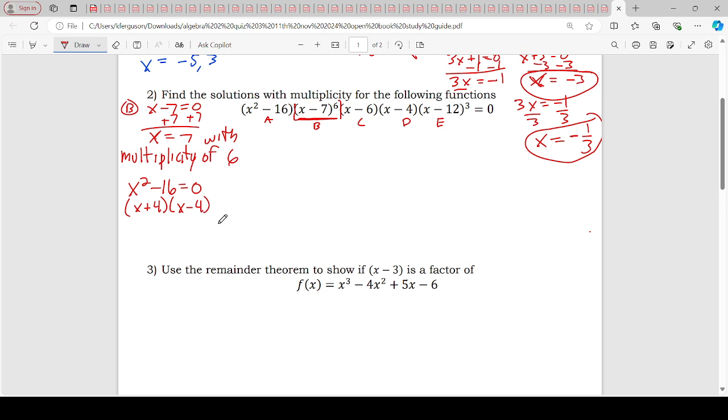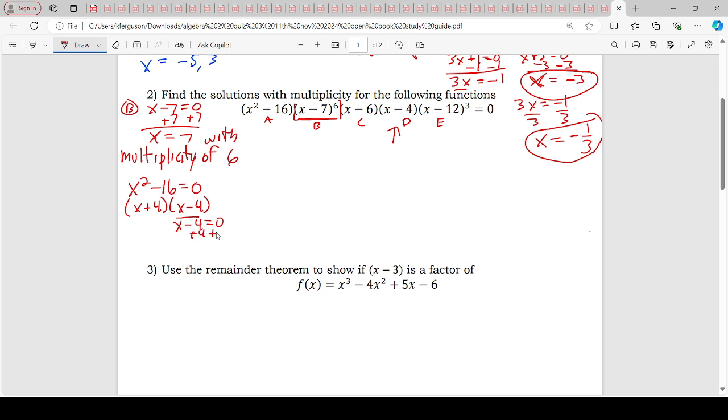Now, I'm going to put a pin in that because look right here. I've got an x minus 4 right there. Does everybody see what I'm talking about? So if I have one x minus 4 here and I have another one there, what do you think my multiplicity is for x minus 4 equals 0?